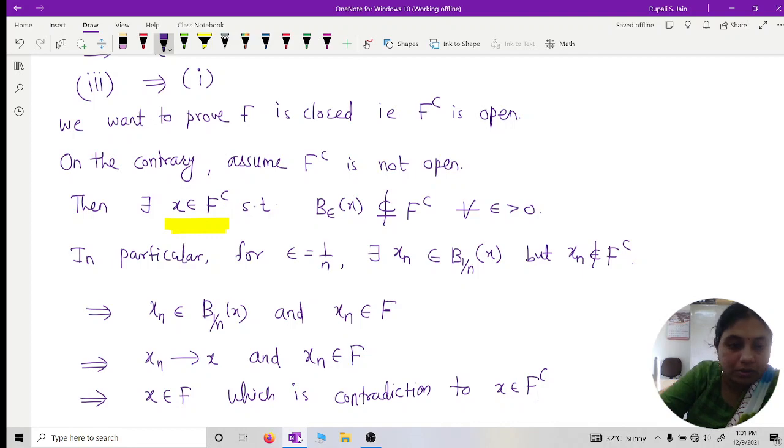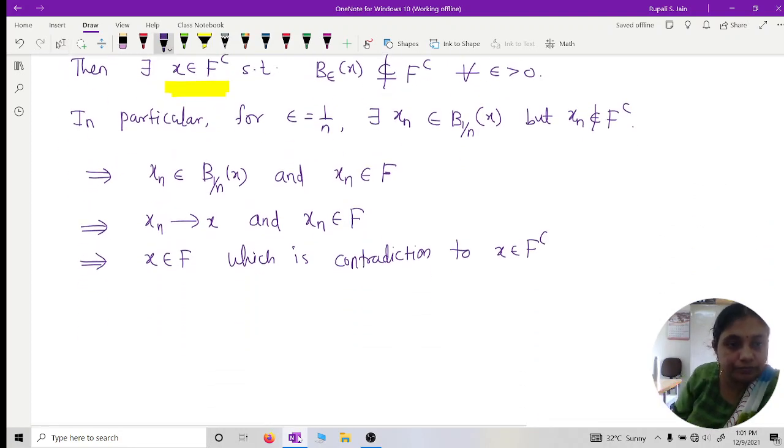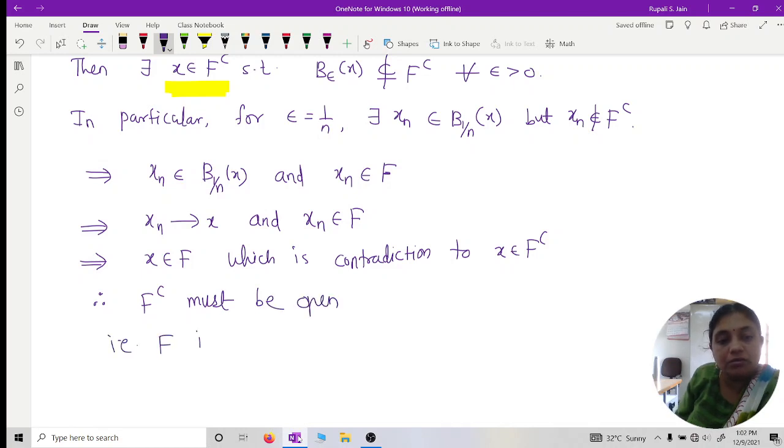Therefore F complement must be open, that is, F must be closed. Is that okay?